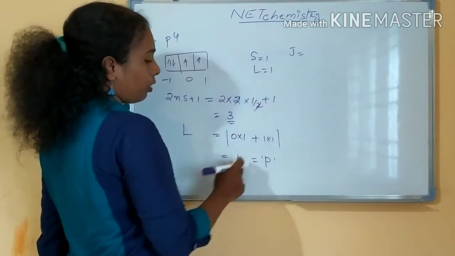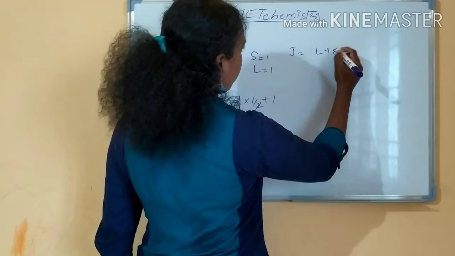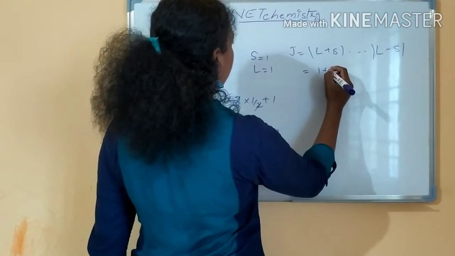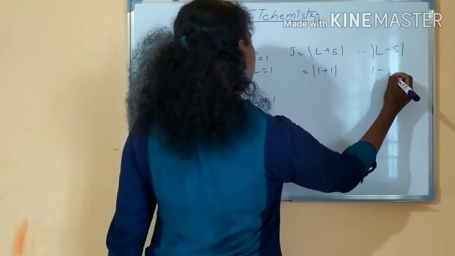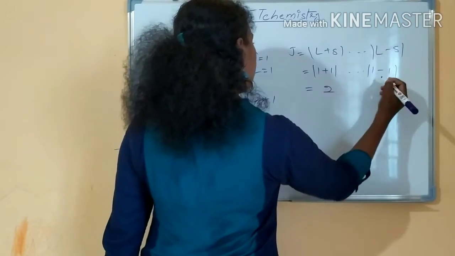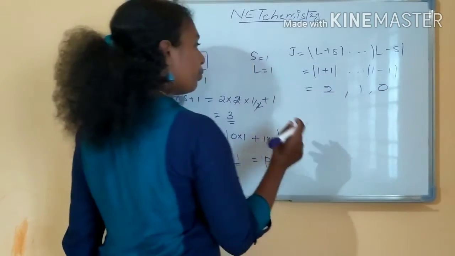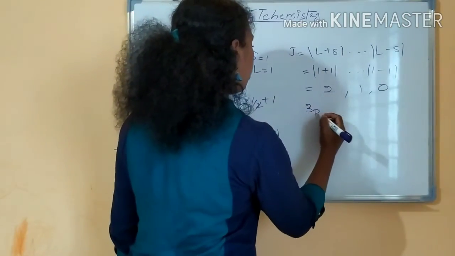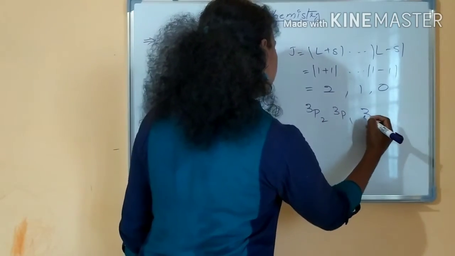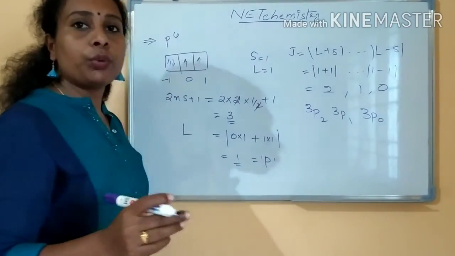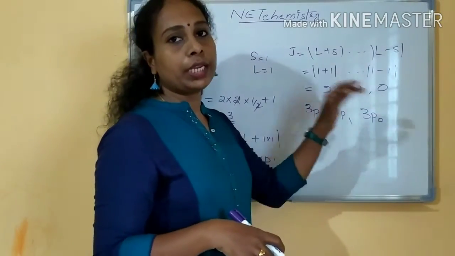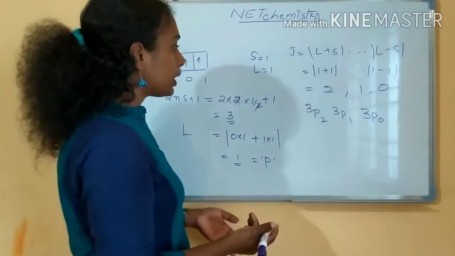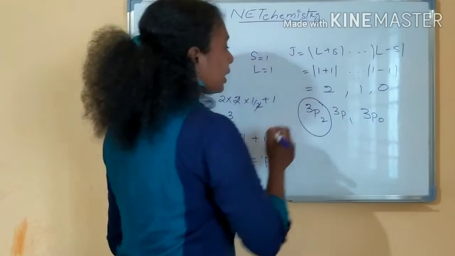L, you got already 1. So what are all the J values? L plus S to L minus S, right? L plus S is 1 plus 1 to 1 minus 1, right? 1 plus 1 equal to 2 and 1 minus 1 equal to 0. 2, 1, 0 you are getting as the J values. So I am writing 3P2, 3P1 and 3P0 are the values you are getting for the term symbol. So what is the ground state term symbol is our question. What is the ground state term symbol? 3P2 is the ground state term symbol.